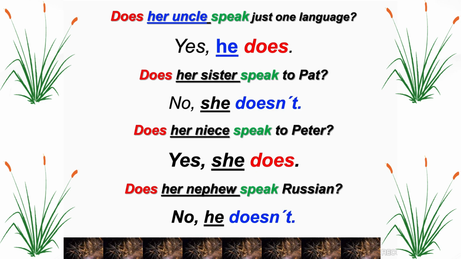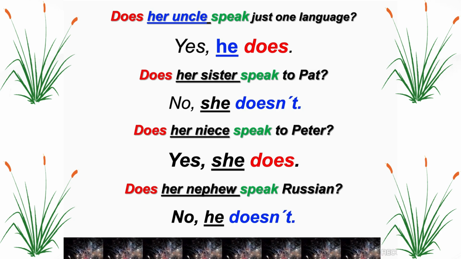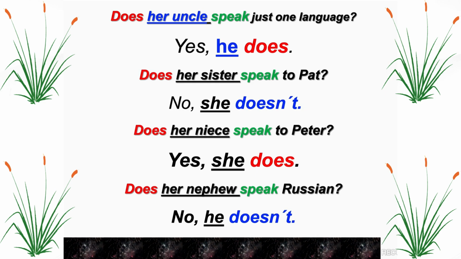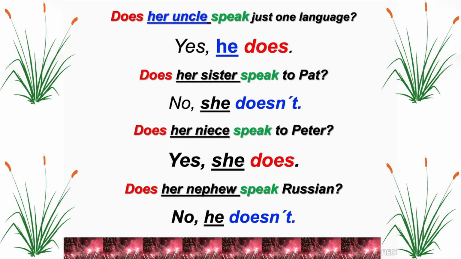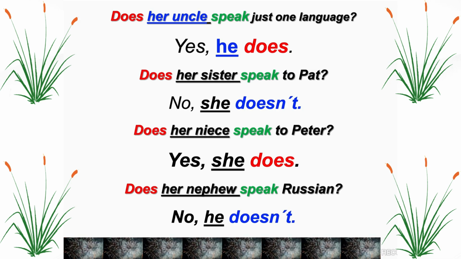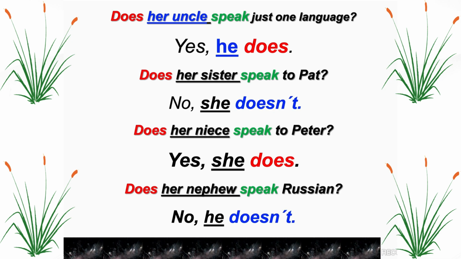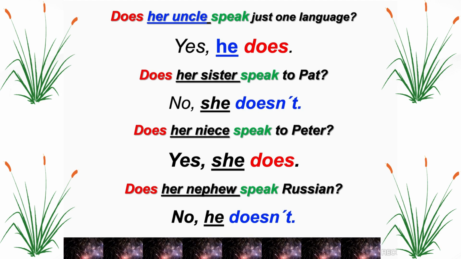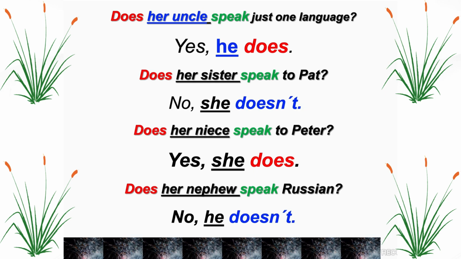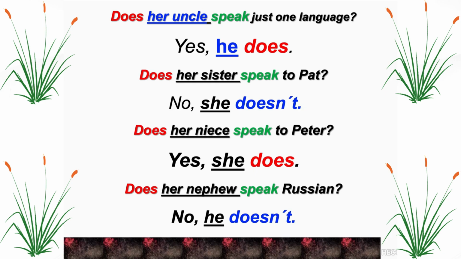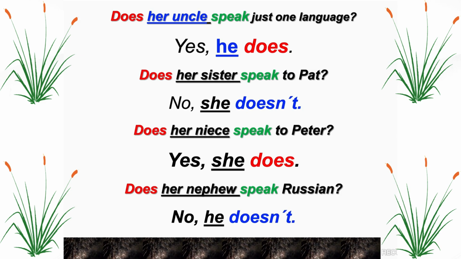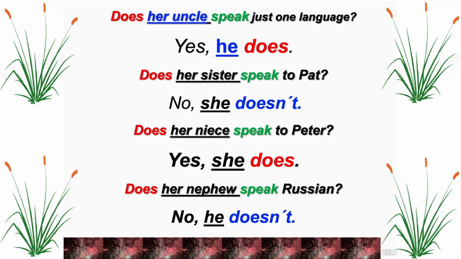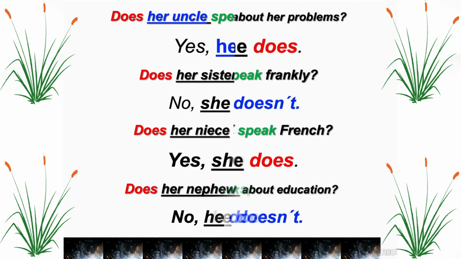So niece is the daughter of your brother or sister, and nephew is the son of your sister or brother. We notice also in this slide, all the questions start with does, because we have he or she. So does her uncle, it means he. Does he? Does her sister, her sister means she. Does she? And her niece, it means she. Does she? Her nephew means he. Does he? So in the answer we have yes, he does, no, he doesn't. Yes, she does, no, she doesn't. Let's go to the next slide.